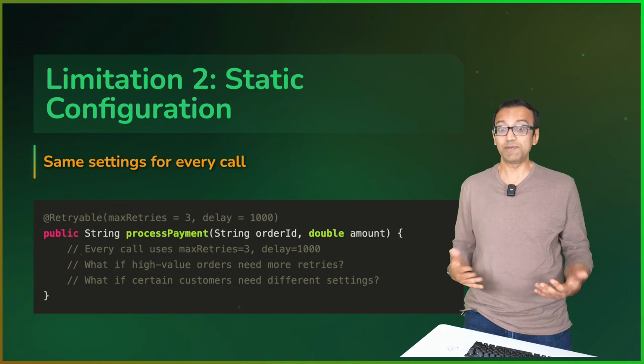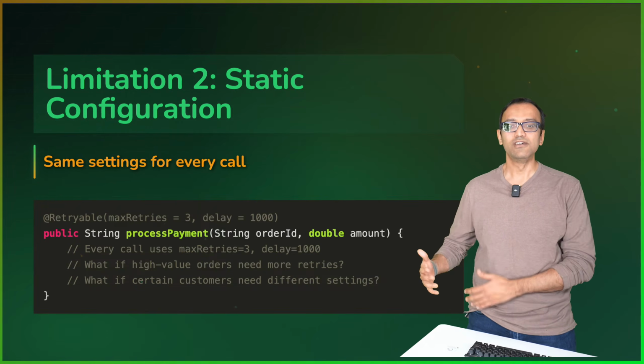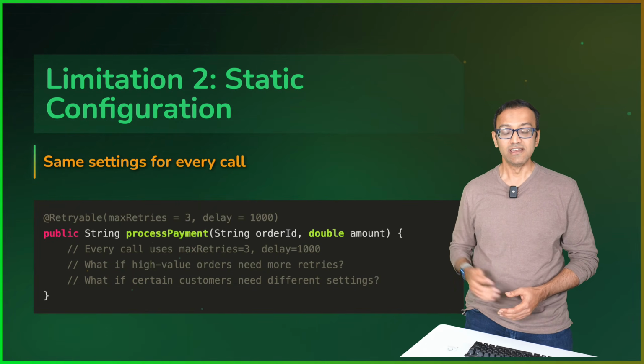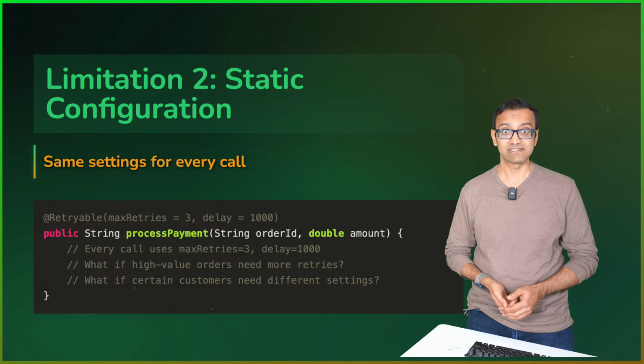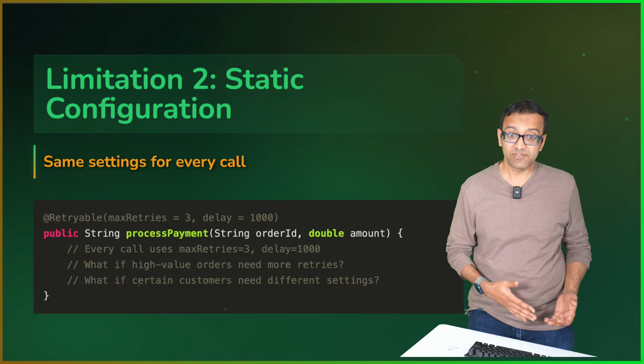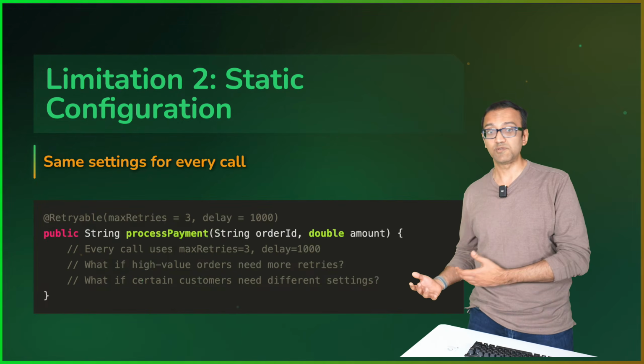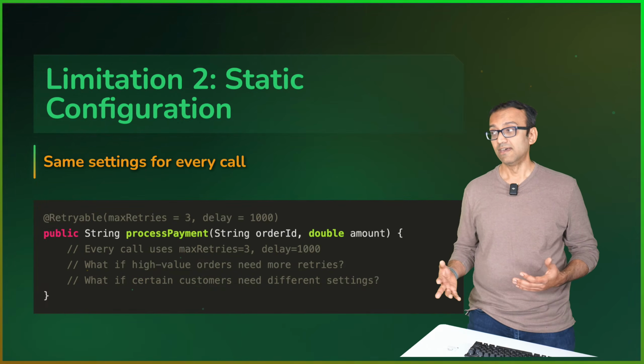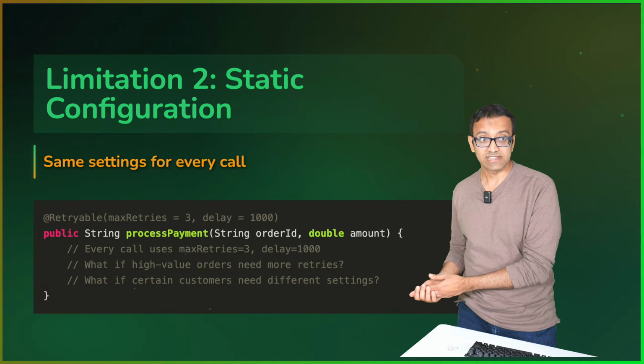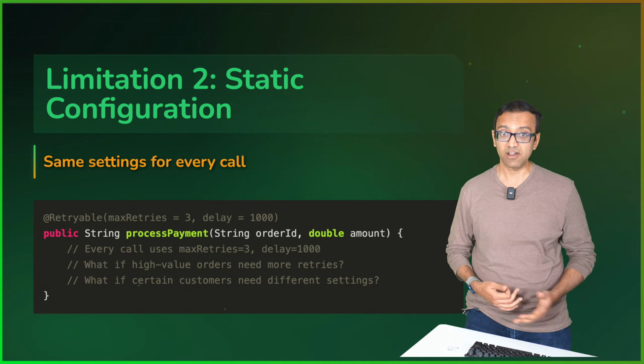Depending on what is being executed, you might want to do different retries. Different customers might have different SLAs. At peak hours, you might want shorter timeouts, and at different times, longer timeouts. And for other API endpoints, you might have different backoff strategies.